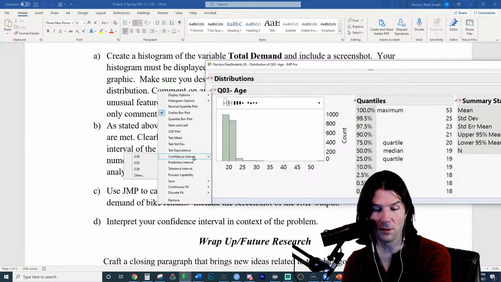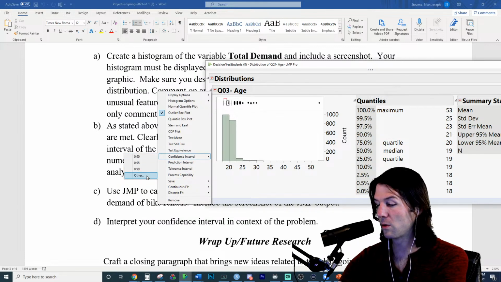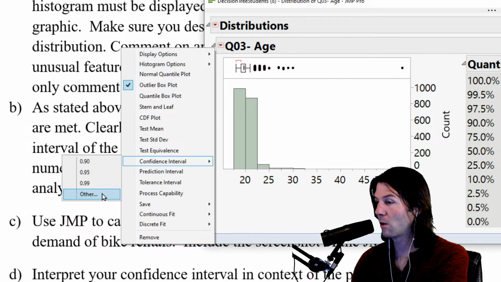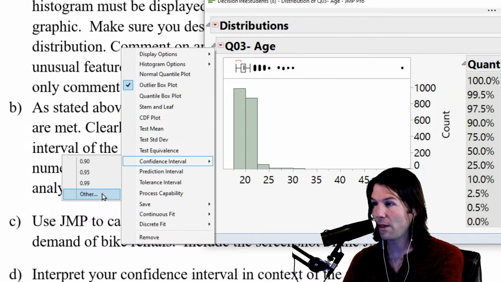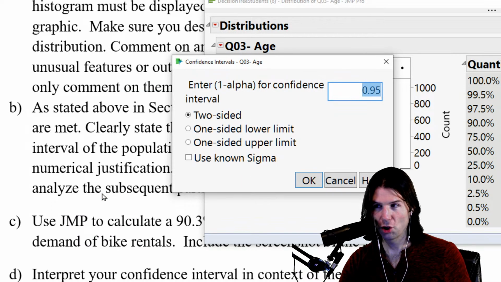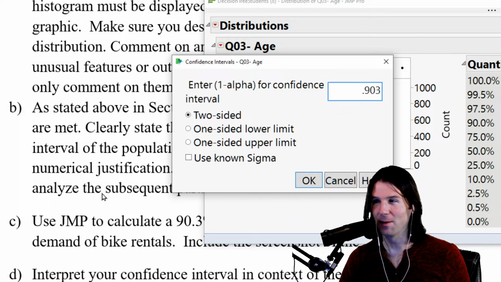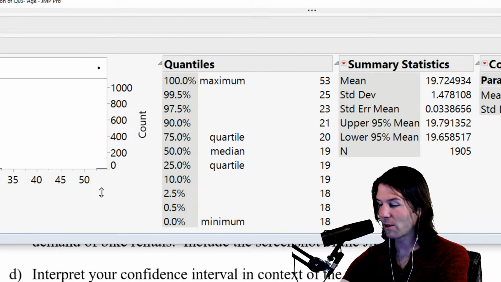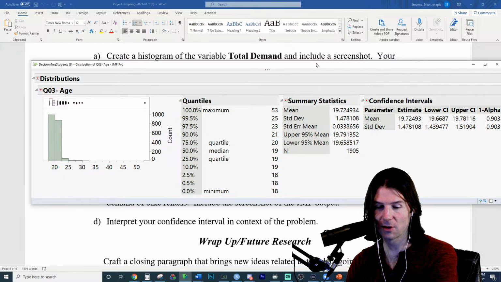To make confidence intervals, you go right here. If it gives you a number that's not on your list, go to the second red arrow and go to other. And you go right here and you put in whatever number it gives you. Sure, let's put in that number. And then you click OK, and you go back, and here's the screenshot you need.